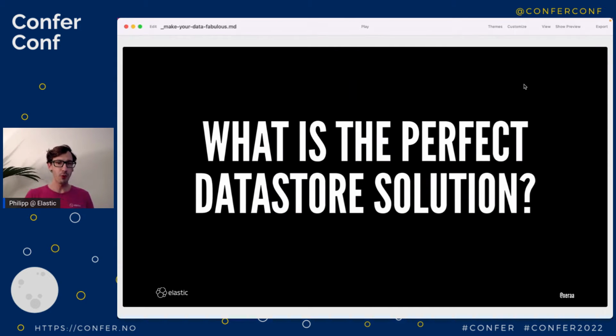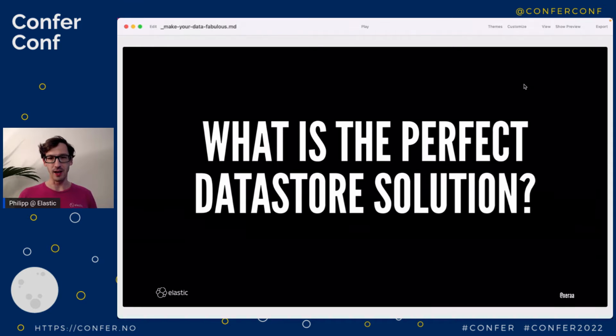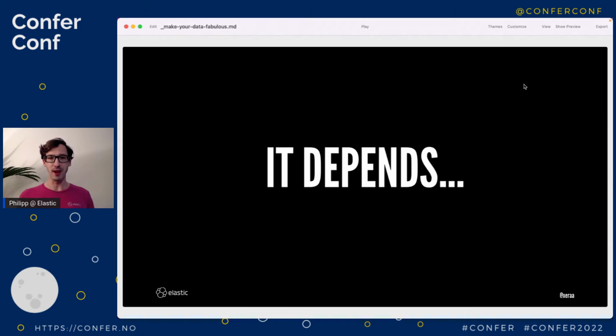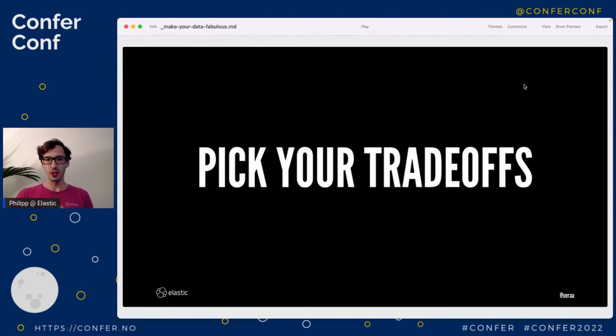So what is the perfect data store solution? If you ask people, they will give you various answers depending on where they stand. I think the right answer to that is always, it depends, which is also one of our favorite answers at Elastic, because in a complex system, there are always lots of trade-offs. So there is normally not one straightforward single way to do it, but it's just a combination of trade-offs. And we'll focus very much on these trade-offs today. As I've said, you need to pick the right trade-offs to make it work for your system.